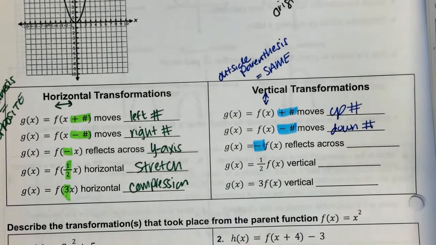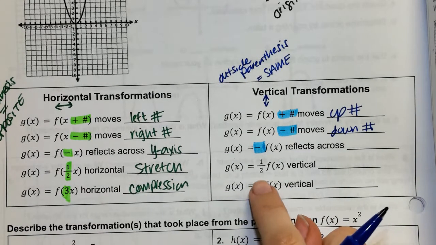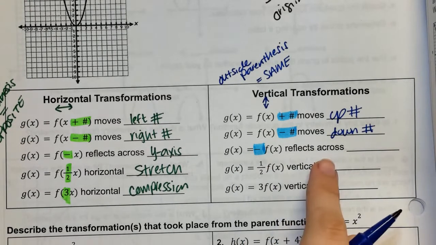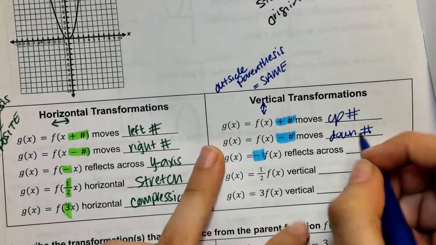The negative sign on its own is its own transformation. So if you had negative 1/2, that's 2 transformations. The negative counts for its own thing. The negative tells you you're reflecting across, this one's across the y-axis, this one's across the x-axis.